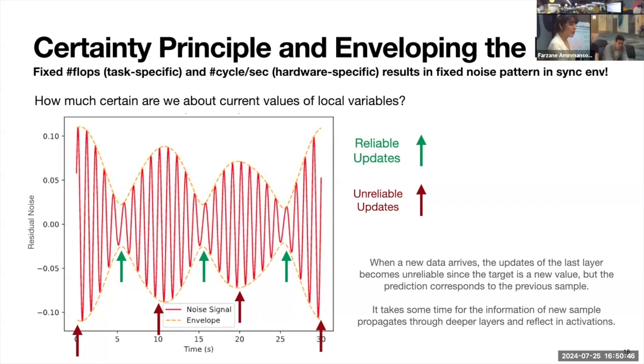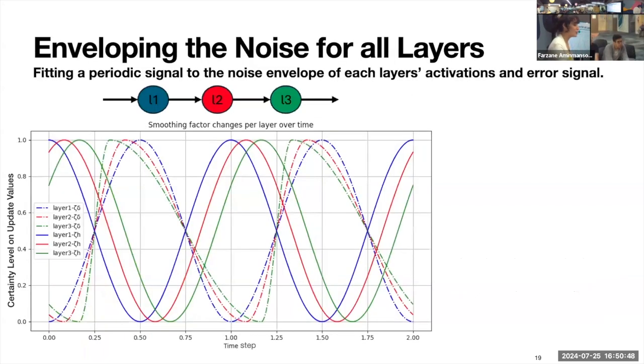So if I do the same procedure for other layers, this simple example was for the last layer, but let's do it for other layers too. Then we can see some rhyming pattern of periodic signals on all of these layers, where sometimes we can trust them, sometimes we can't.